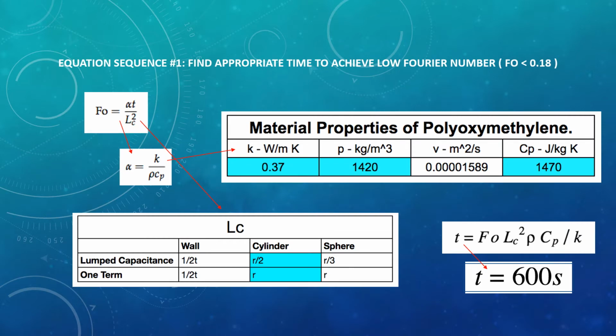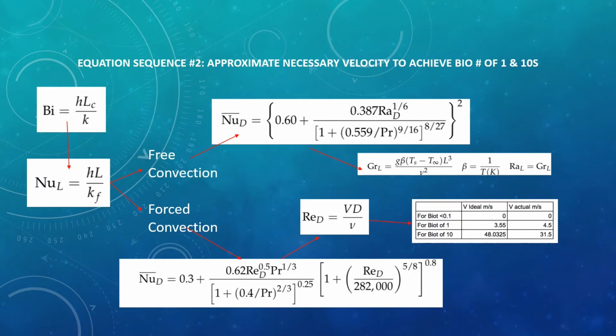And so to design our experiment, we found how long we could have our specimen in the wind tunnel to have a Fourier number that's still below 0.2. So we designed it for about 0.18, and our time was about 600 seconds. So we did 10 minutes for each velocity. And then for the velocities, we did a free convection, so no velocity in the wind tunnel, and then a velocity of about 4.5 and 31.5.